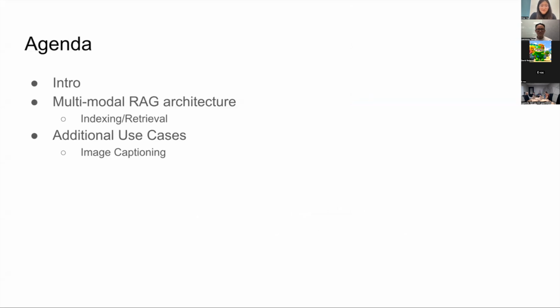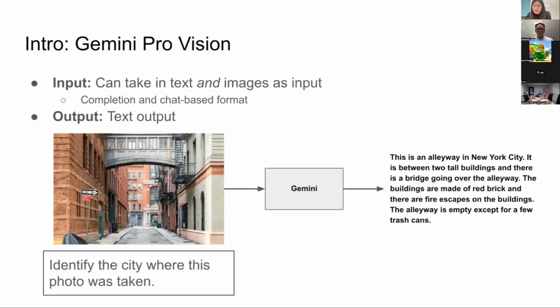The agenda for this set of slides is, first, a very brief introduction of the Gemini Pro Vision model. Then we'll talk about what it really means to do multimodal RAG. Everybody is familiar with RAG, so how do you generalize this to the multimodal setting, and what does that really mean? Then we'll talk about some additional use cases like structured data extraction and image captioning. Let's start with the Gemini Pro Vision model.